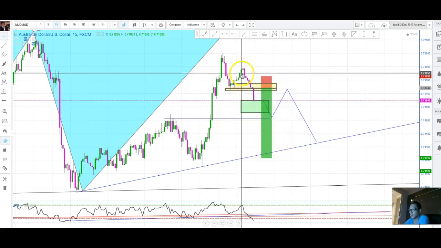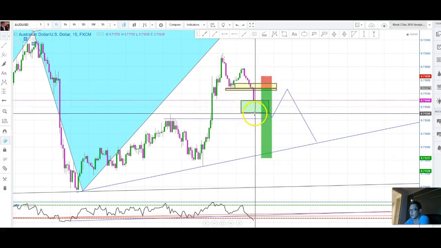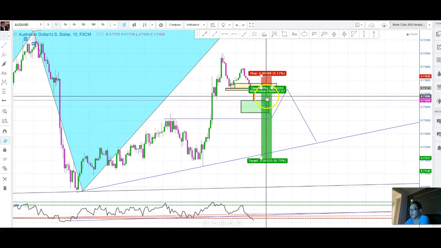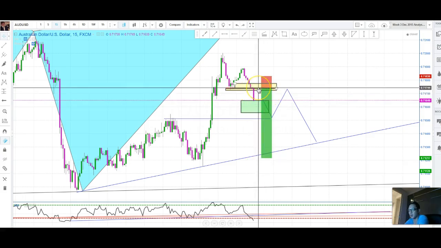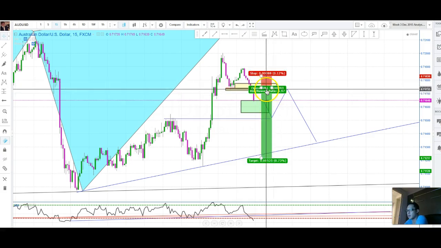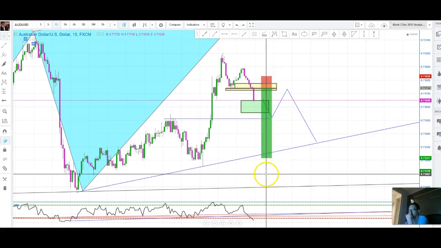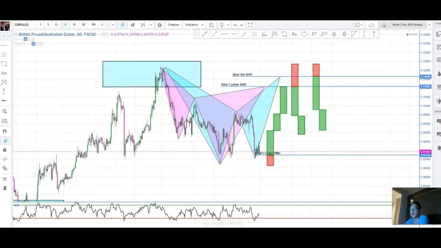So you can see here, price has gone back down. I expect it to maybe hit this level here, maybe just above, and then pull back up into previous support, but now resistance, and look to short the market and take targets at either this level or this level here, right? Now, that's on the 15 minutes.